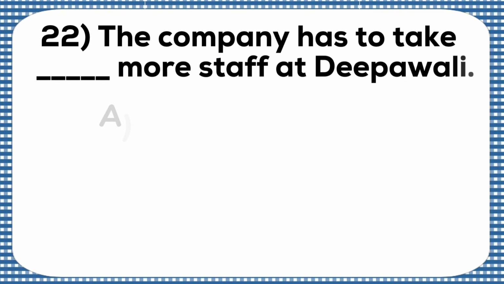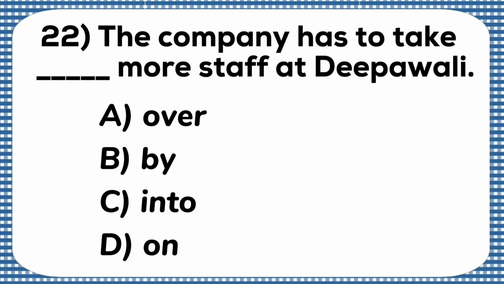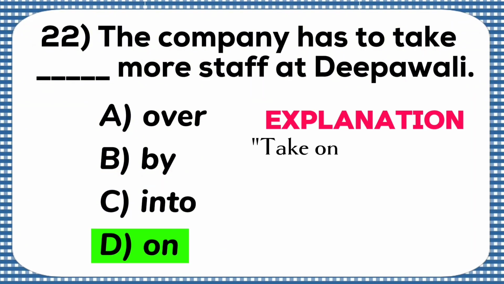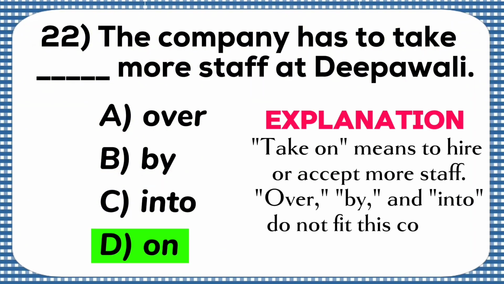The company has to take dash more staff at Deepavali. The right answer is option D, on. Explanation: take on means to hire or accept more staff. Over, by, and into do not fit this context correctly.